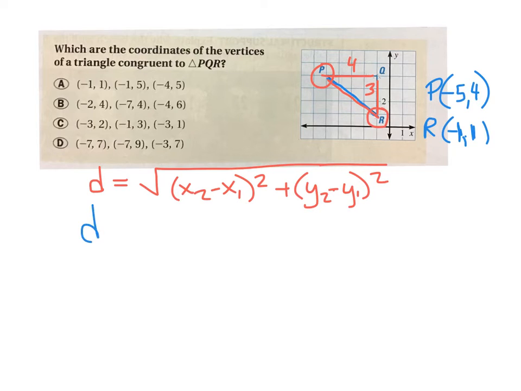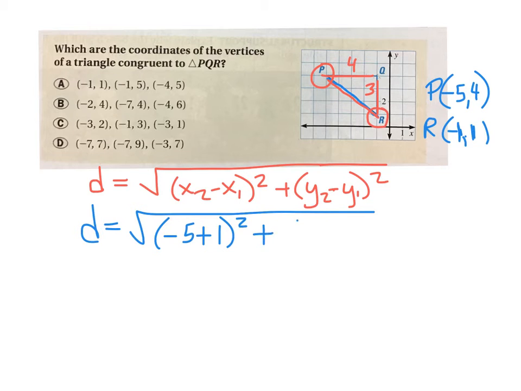So I'm going to say D equals the square root of, and it doesn't really matter which ones you use first. So I'm going to say -5 minus a -1, which makes that positive, remember? And then for y, you've got to start with the same point, so I have 4 minus 1, and then squared. Okay, now we simplify.